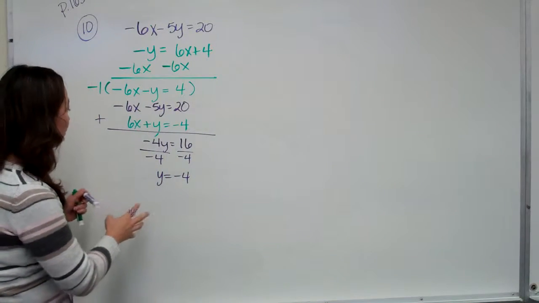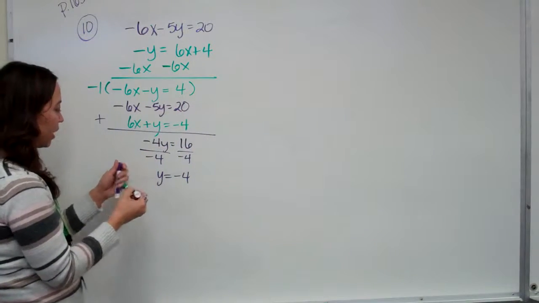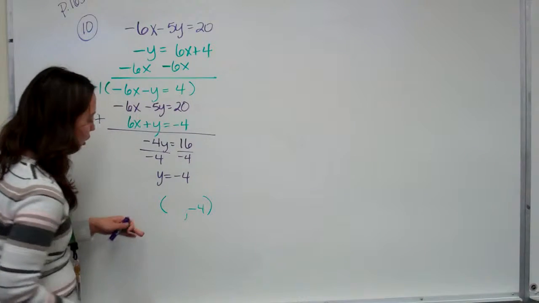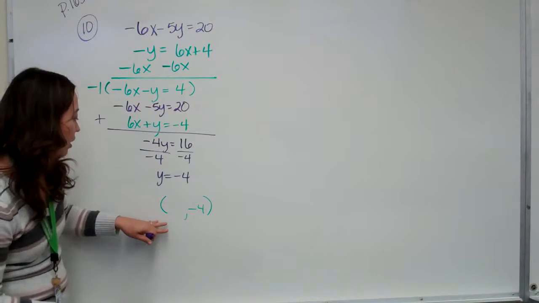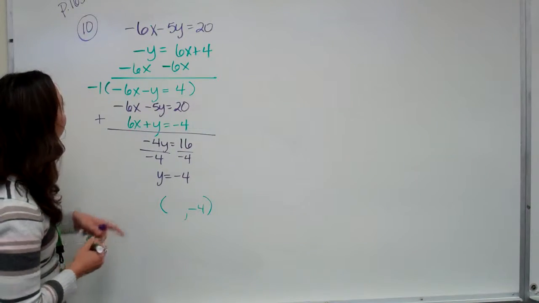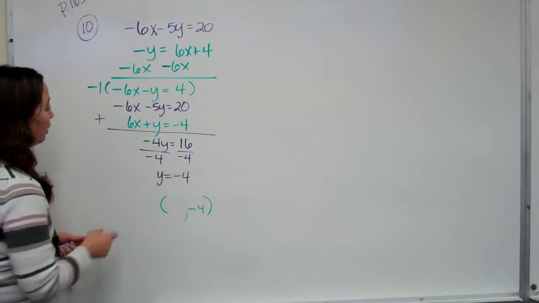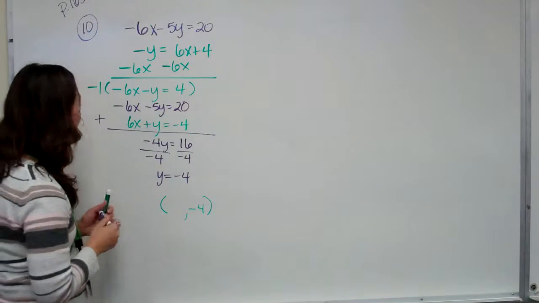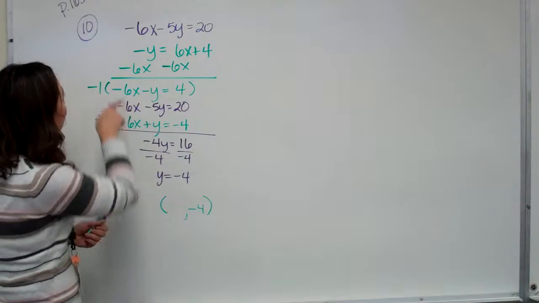Now I'm going to substitute to get the x, because right now I have just the second part of my coordinate, negative 4. And I know my answer needs to be a coordinate with two numbers, an x and a y. So let's plug in the y. It doesn't matter which one. I can plug it into this one or this one. Either one of my original equations will work. And I think I'm going to go ahead and put it in this one.